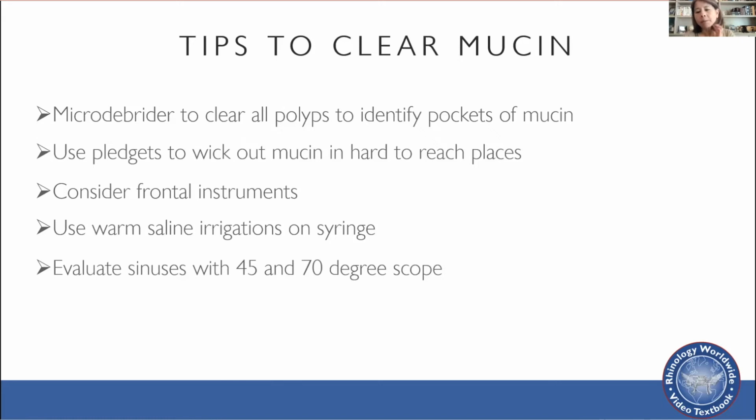And finally, it's really important to evaluate the sinuses with more angled scopes that you may not normally use. For example, in the maxillary sinus, it's common to use a 30 and a 45-degree scope, but I'll even go in with a 70-degree scope, because in some of these expanded sinus cavities, you won't be able to see all these different angles without utilizing these more angled scopes.